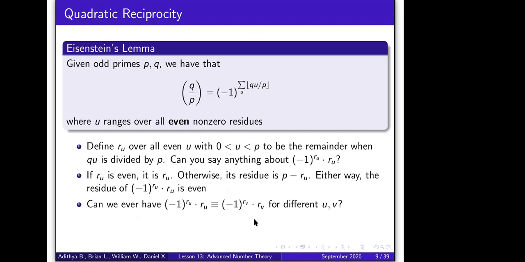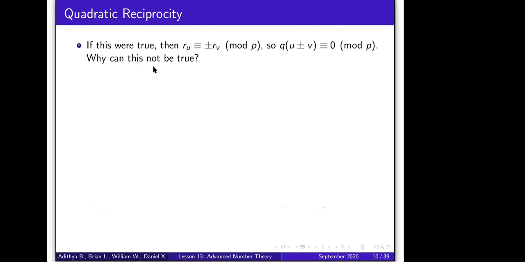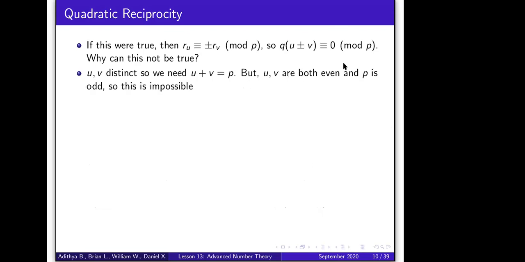Okay, and the reason why it's distinct is that if we have -1 to the RU times RU equivalent to -1 to the RV times RV for different U and V, then we have to have RU equivalent to plus or minus RV mod P. Remember, RU is equivalent to QU, RV is equivalent to QV. So this means that Q times U plus or minus V is equivalent to 0 mod P. Since U and V are distinct, we can't have U minus V equivalent to 0. So we need U plus V equivalent to 0, so U plus V is equal to P, but U and V are both even and P is odd. So this is impossible, and we have that -1 to the RU times RU is distinct over all U.